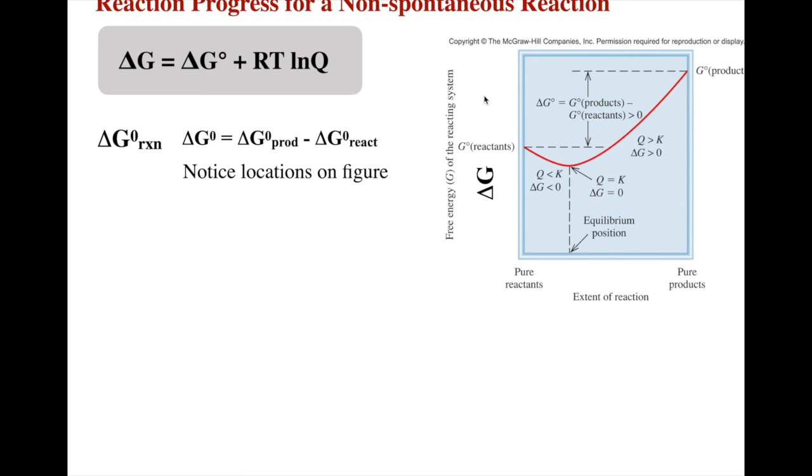Now, when you get to a non-spontaneous reaction, delta G for the reaction is positive. The products have a higher free energy than the reactants, so it's uphill for free energy. Delta G standard is greater than 0. That's how we know it's non-spontaneous in the forward direction.